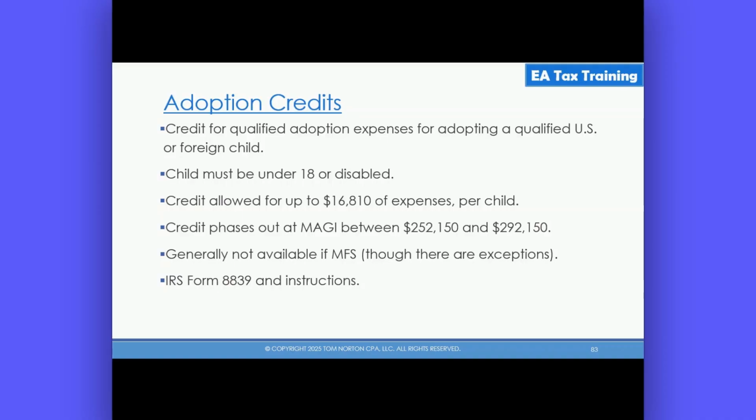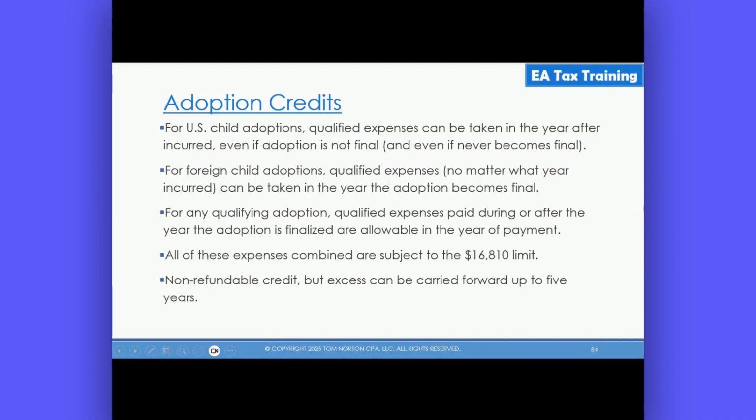You're going to use Form 8839 to figure this credit, so you can see that form and its instructions to get details. For U.S. adoptions, qualified expenses can be taken in the year after they were incurred, even if the adoption is not finalized yet, and even if it never becomes final. So if you are at least attempting to adopt a U.S. child, then even if the adoption never becomes final, you can still take the credit.